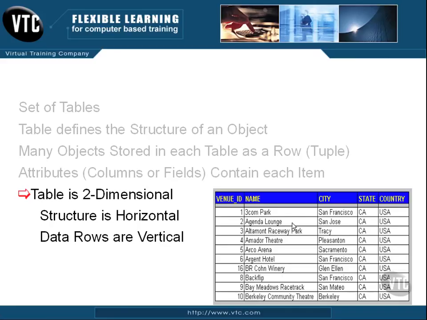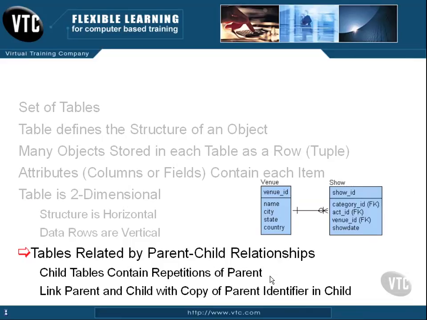Here you can see that a table is actually two-dimensional, because looking at it in a horizontal and a vertical way, you can see that you have the fields defined across the top, and then the data filled from top to bottom. The fields are defined horizontally, and the data is filled in vertically. It's another way of looking at it. It's just like a spreadsheet.